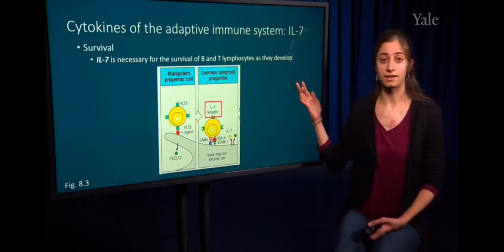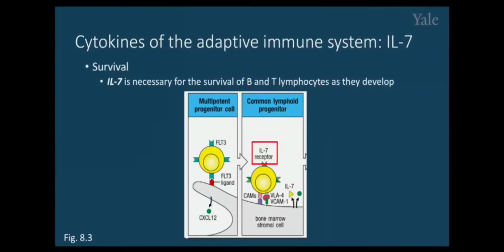Well, one example is IL-7. IL-7 is important not only in the actual mounting of the immune response, but also in the establishment of the immune response early on in development. IL-7 is necessary for the survival of B and T lymphocytes as they develop.